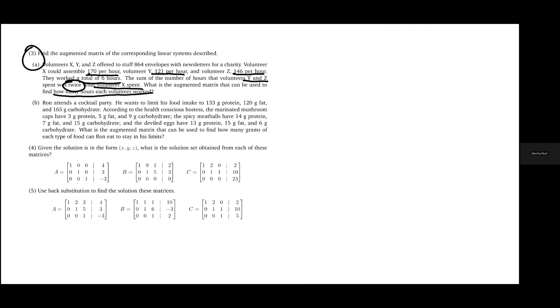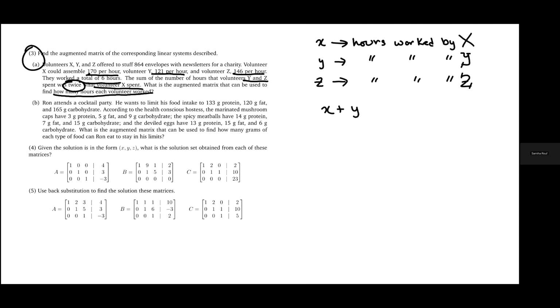Well, let's first think about what the variables are. X can represent the hours worked by volunteer X. Y in that case would be hours worked by Y. Z would be the hours worked by Z. So we're told they worked a total of 6 hours. That means if we add up all these hours, we get 6.